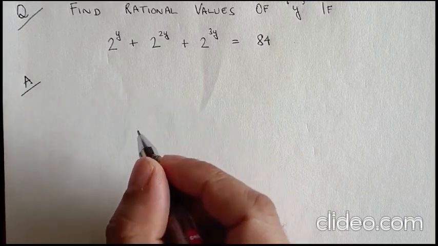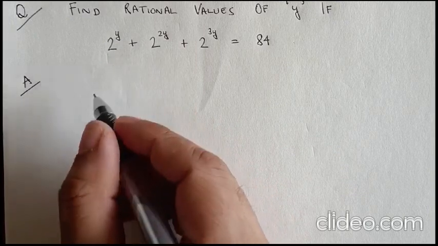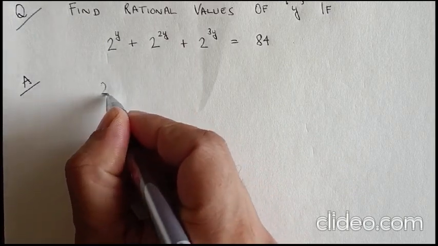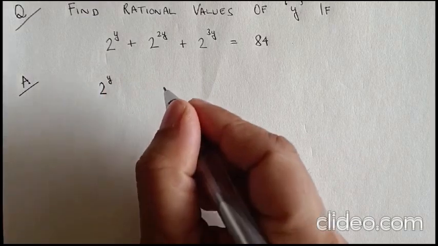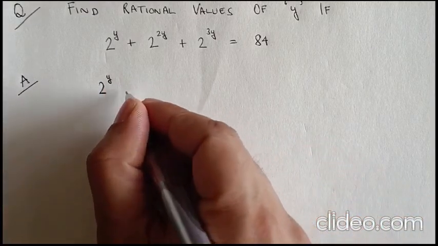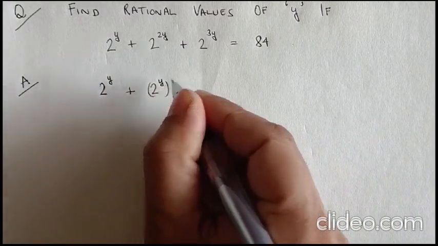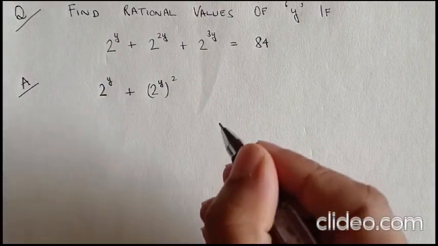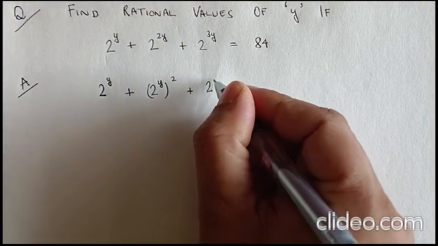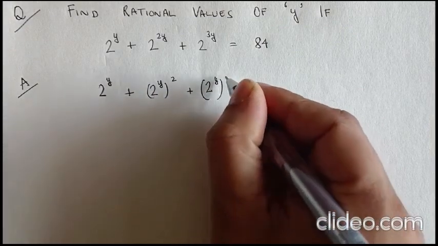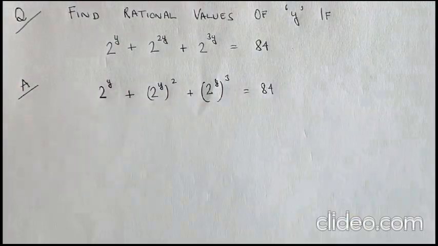Okay, so our first step here is to have this rewritten a bit. 2^y remains 2^y, right? Now 2^(2y): we can write 2^(2y) as (2^y) squared. And similarly, we can write 2^(3y) as (2^y) cubed, is equal to 84.